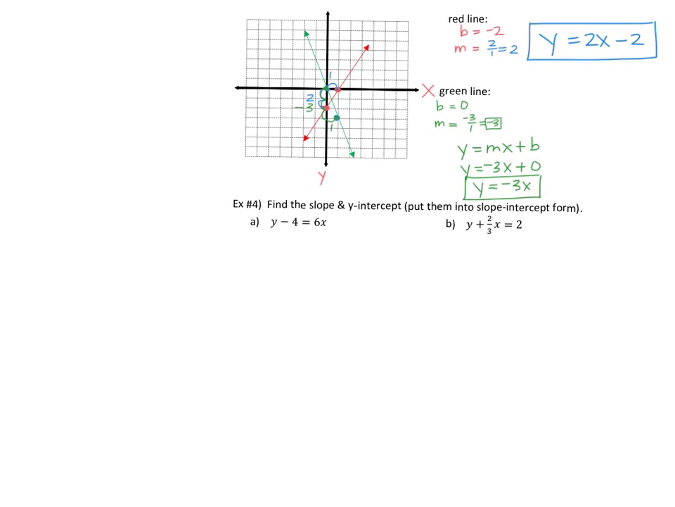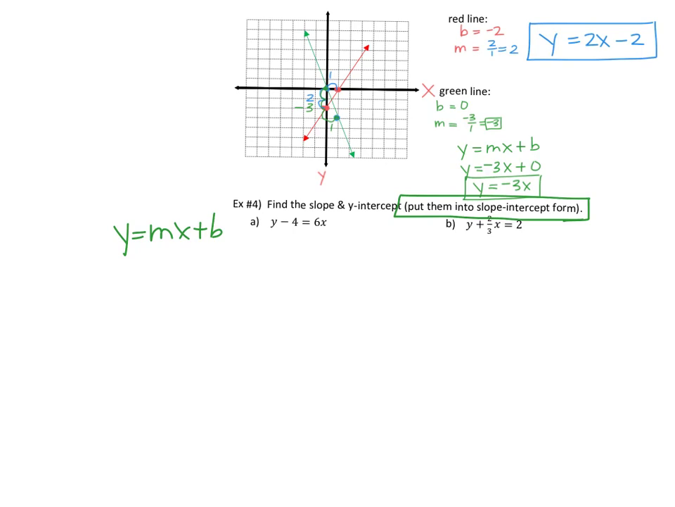Okay. Example 4 here. It says find the slope and y-intercept and put them into slope-intercept form. In order to do that, right now, you look at this problem and you might say my slope is 6 because it comes before the x, and my y-intercept is negative 4 because it's by itself, but you would be wrong, okay? You have to do this first. It has to look like y equals mx plus b, and then you can tell me what slope and y-intercept are. So how would I get it to look like that?